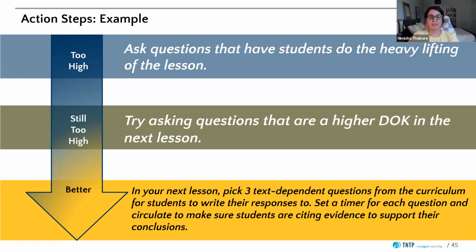But an even better version of this action step: in your next lesson, pick 3 text-dependent questions from the curriculum for students to write their responses to. Set a timer for each question and circulate to make sure students are citing evidence to support their conclusions. This action step gives the teacher a very clear pathway to success.